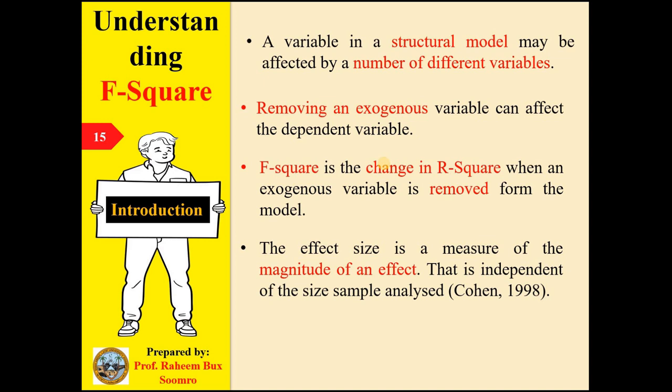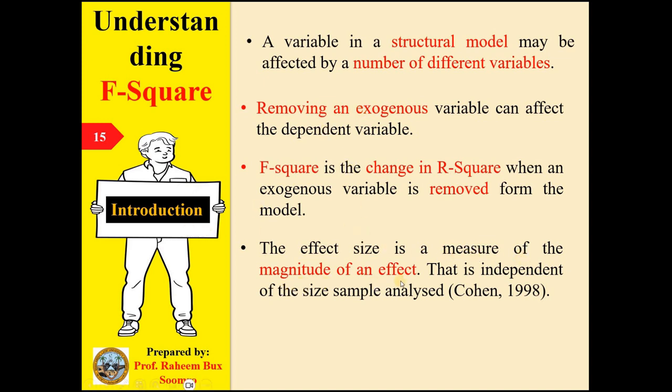Last, that's about the F square. A variable in the structural model may be affected by a number of different variables. Whenever you are working on any model, different variables are there, and independent variables also have an impact on the dependent variable. So if you remove an independent variable from the model, we have to check how much the R square has changed. This is called the F square, or the effect size.